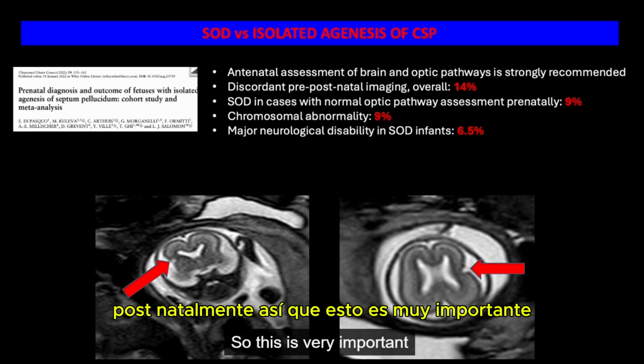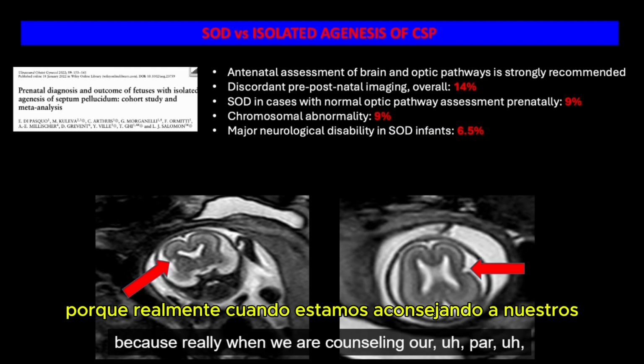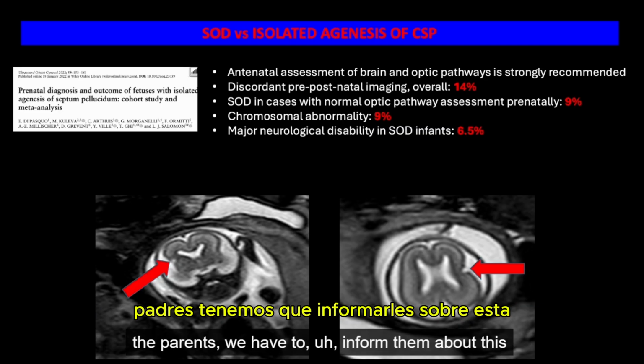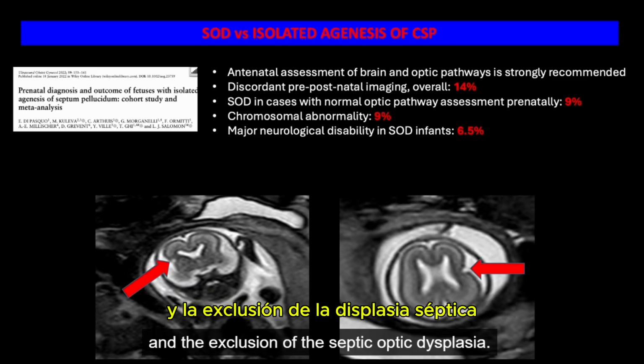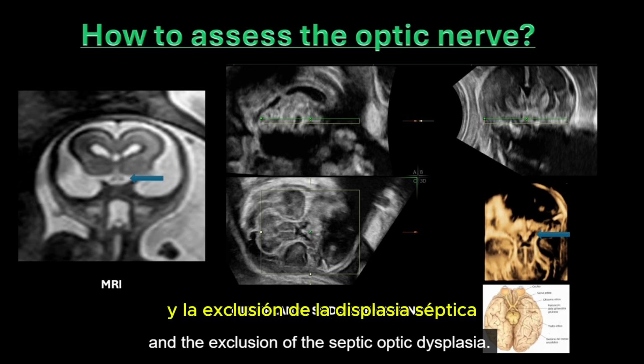So this is very important because when we are counseling the parents, we have to inform them about this uncertainty of prenatal diagnosis and the exclusion of septo-optic dysplasia.